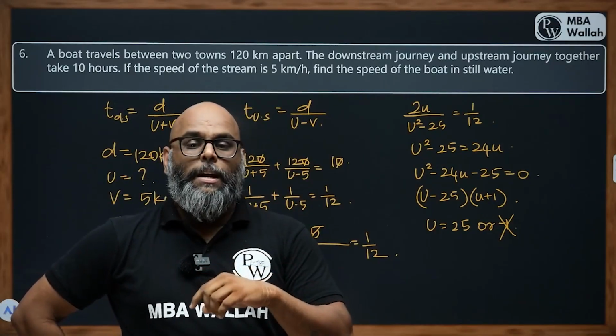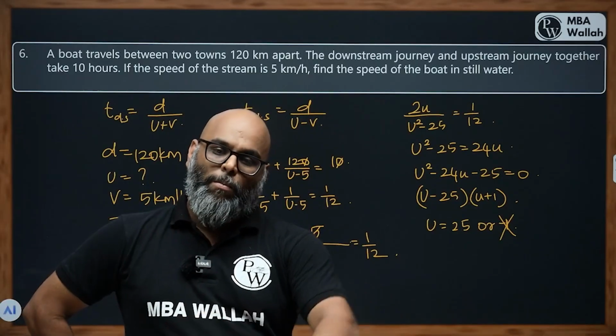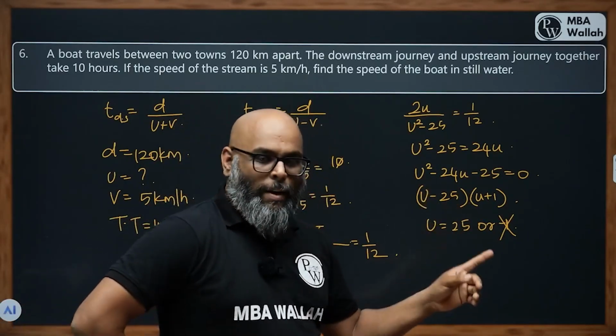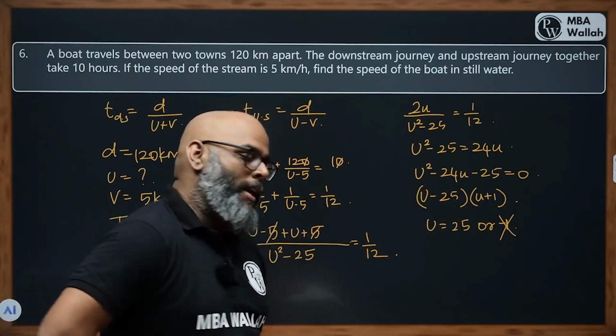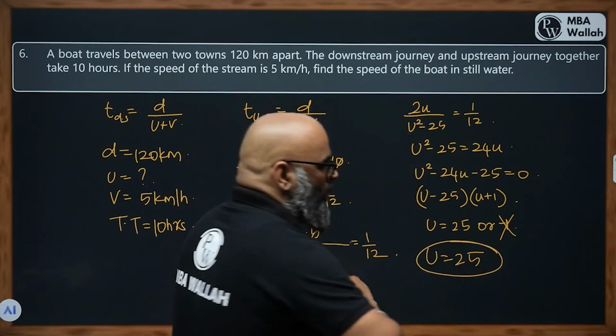Speed of boat can never be lesser than speed of stream. In the upstream case, the boat will never move. So speed of boat should always be greater than speed of stream. Two reasons to eliminate it. One, it is negative. Two, it is lesser than the stream speed. So that can't be happening. So u is equal to 25, and that will be our answer.